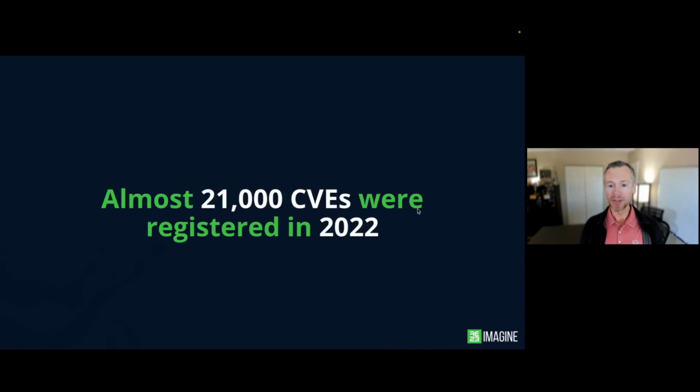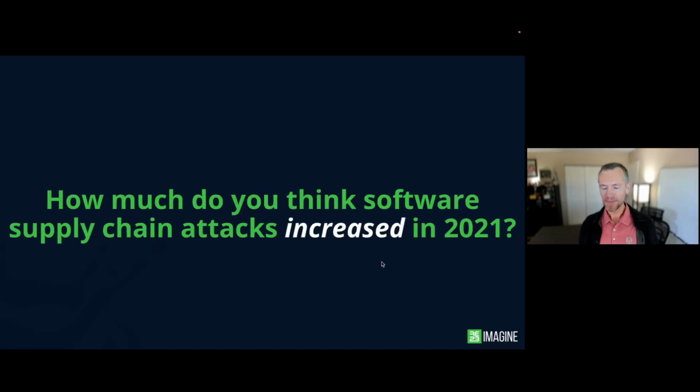In 2022 alone, there were almost 21,000 CVEs registered. As a note about that, JFrog ourselves, we're a CNA. We publish CVEs. We have a very deep research team. I'll talk a little bit more about that later. So I've talked a little bit about this problem. We know that supply chain attacks are the thing that keeps a lot of us up at night.